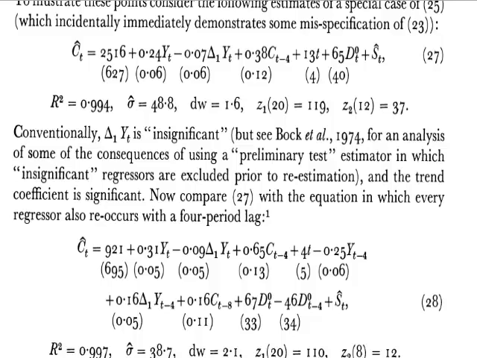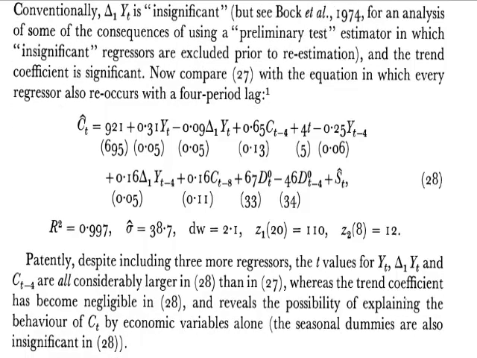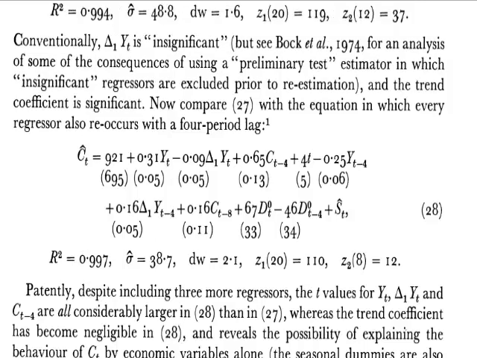So he says, okay, we have doubled the number of variables, but instead of losing significance, we find that significance improves for everything. Basically that's the main argument he is making here. He says, patently, despite including 3 more regressors, the t-values for y1, delta 1 y and ct minus 4 are all considerably larger in 28, and the trend coefficient has become negligible in 28.